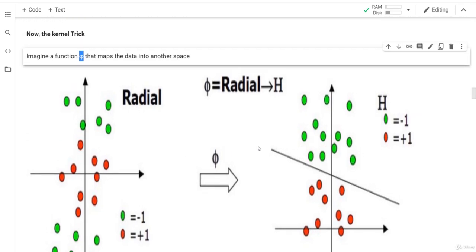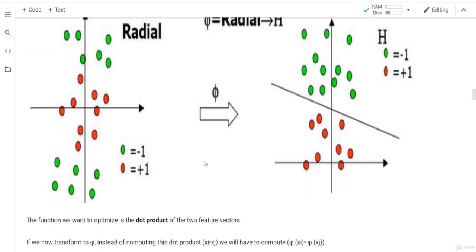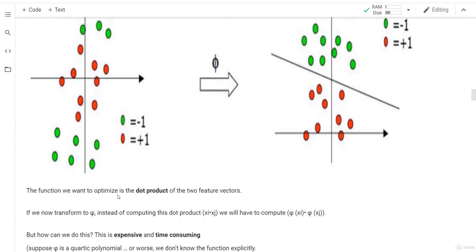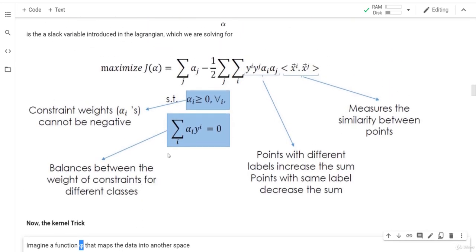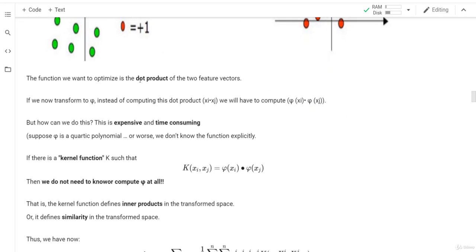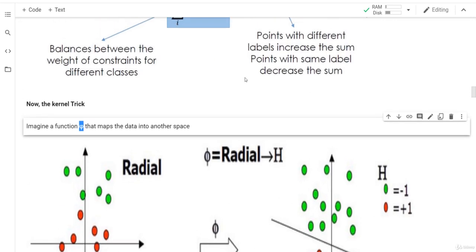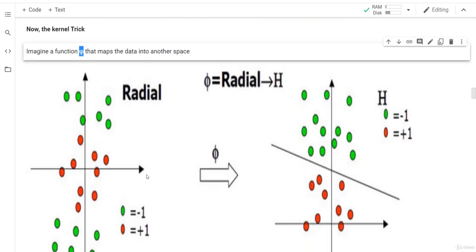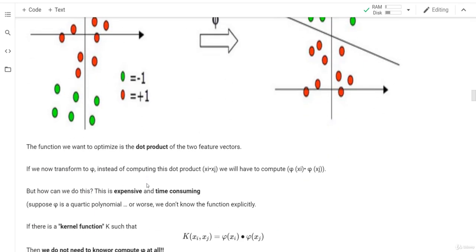So this is the function that we use to map the feature space. Now, the function we want to optimize here, we cannot really optimize this, and we cannot do anything for any of these parts. But what we want to optimize is basically the dot product of the two feature vectors. So we have the first feature vector and the second feature vector.